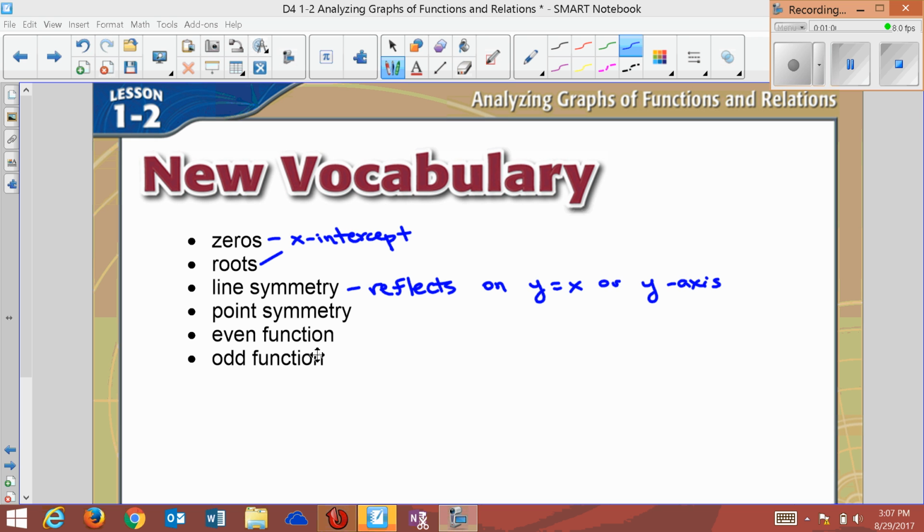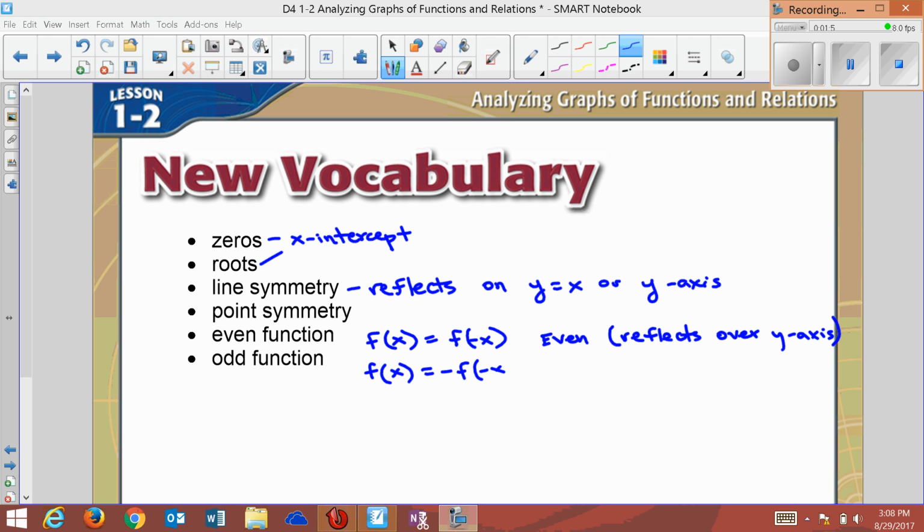Even would be when we have something of the form, excuse me, I put y, let me change this to f, some function of x. If f of x is equal to f of negative x, the same value but with negative x, then that's an even function. That's even. Another way of thinking about it is it reflects over the y-axis. And then finally, an odd function is where a function with any value is equal to the negative of the function when you take the negative of the value. This is where it'll rotate on a point or reflect on the origin. It'll kind of look like a rotation. So we'll see those as we go through today.